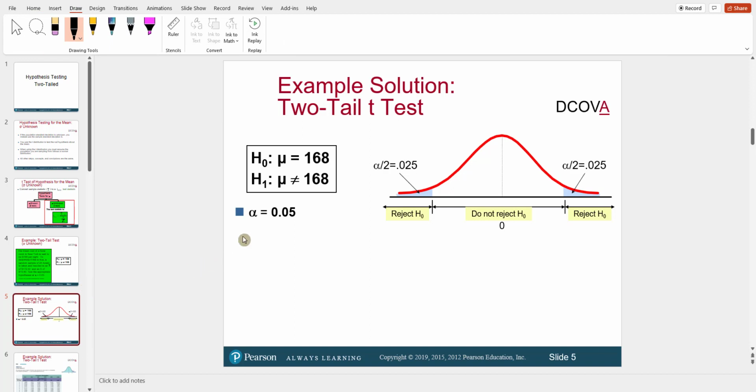So since we're testing at a 0.05 significance level, and this is a two-tailed test, we need to divide this alpha by 2 because now we have rejection regions in both of the tails. So when we divide by 2, we get 0.025. So that's the area to the right and to the left. As you can see, I have the rejection region over here to the right, the rejection region over here to the left. Everything in the middle is the do not reject the null hypothesis. So we have to figure out the t-values that correspond to this area.